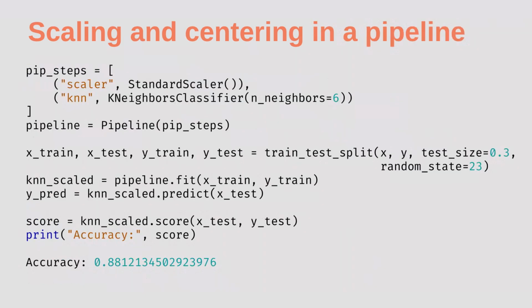We can also include a scaler inside our pipeline to pre-process the data. For example, here we create a pipeline that first scales the data and then applies a k-nearest neighbor model. After that, we split our data into training and test sets, fit the pipeline on the training data, and use it to make predictions on the test data. When we calculate accuracy, we get a score of 0.88, which means that the model is correctly predicting 88% of the time.